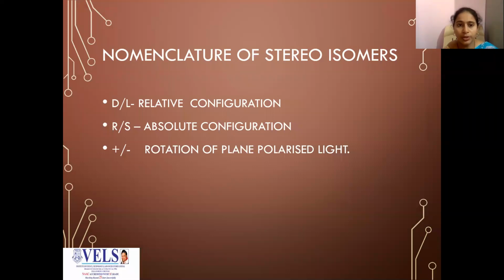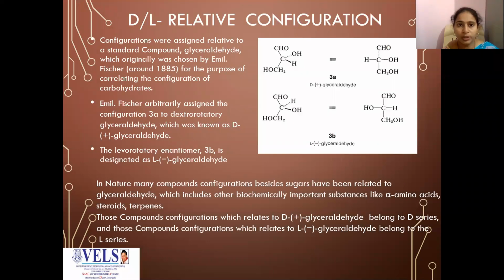In this we are going to discuss three nomenclatures, that is relative configuration, absolute configuration, and rotation of plane polarized light for different stereoisomers. So, coming to the relative configuration.